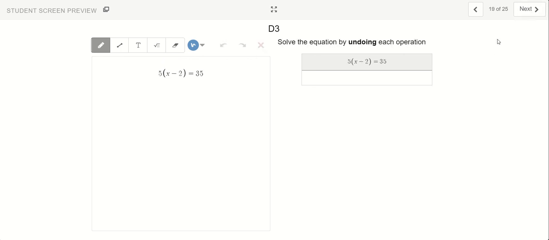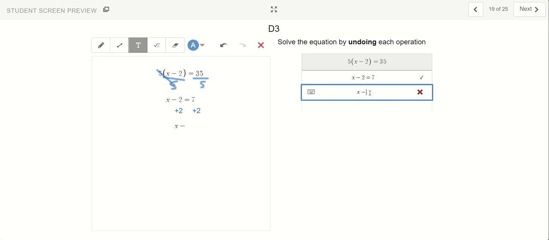Next problem. Instead of using the distributive property, instead of multiplying this across, let's solve this by undoing. To undo this multiplication, the opposite of multiplication is to divide. So let's divide by 5. Notice that these are going to cancel out, leaving me with x minus 2. But again, whatever I do to one side, I need to do to the other. I need to divide this side by 5. And 35 divided by 5 is 7. And finally, last step, to get rid of negative 2, I need to add 2 to both sides. Plus 2, plus 2, leaving me with x equals 9.